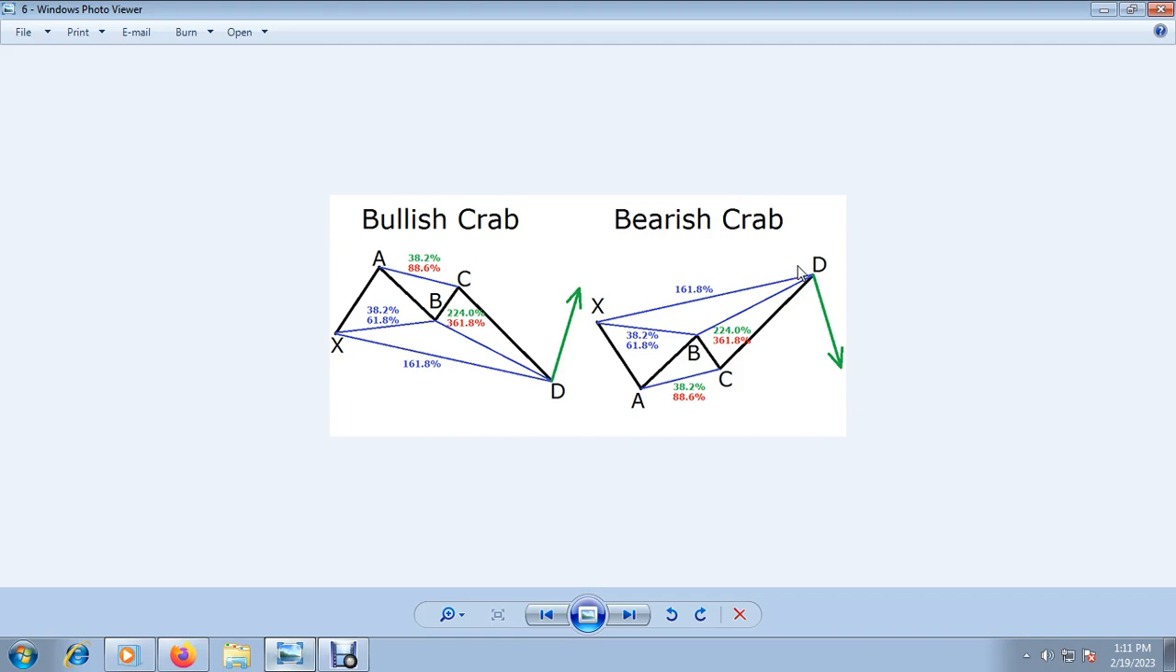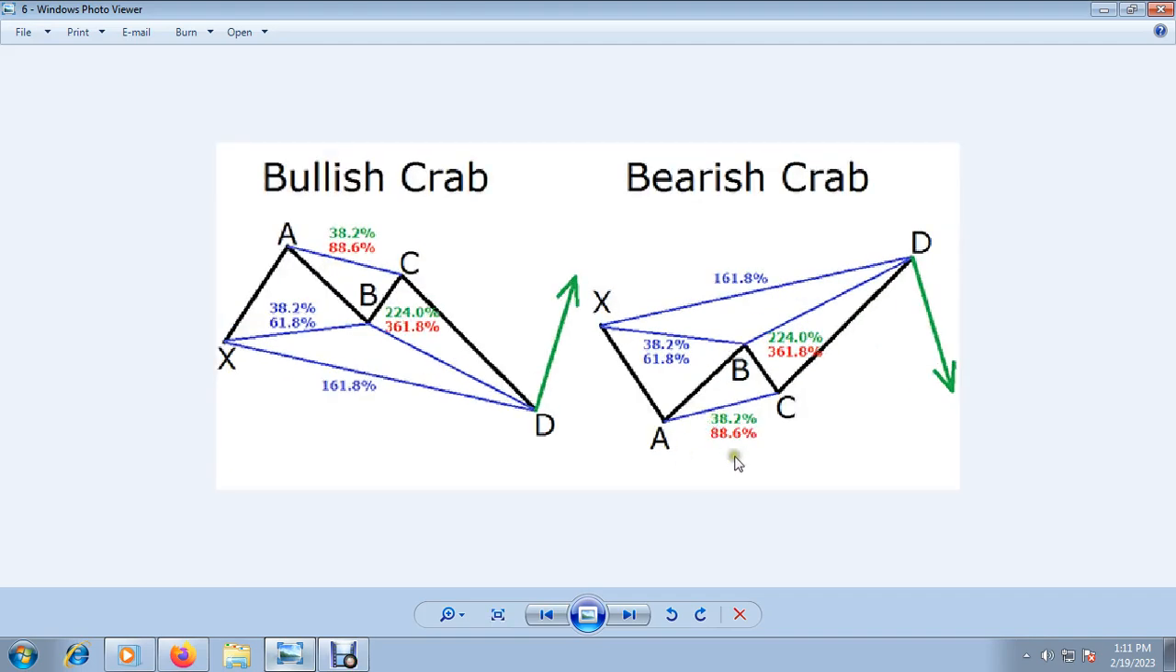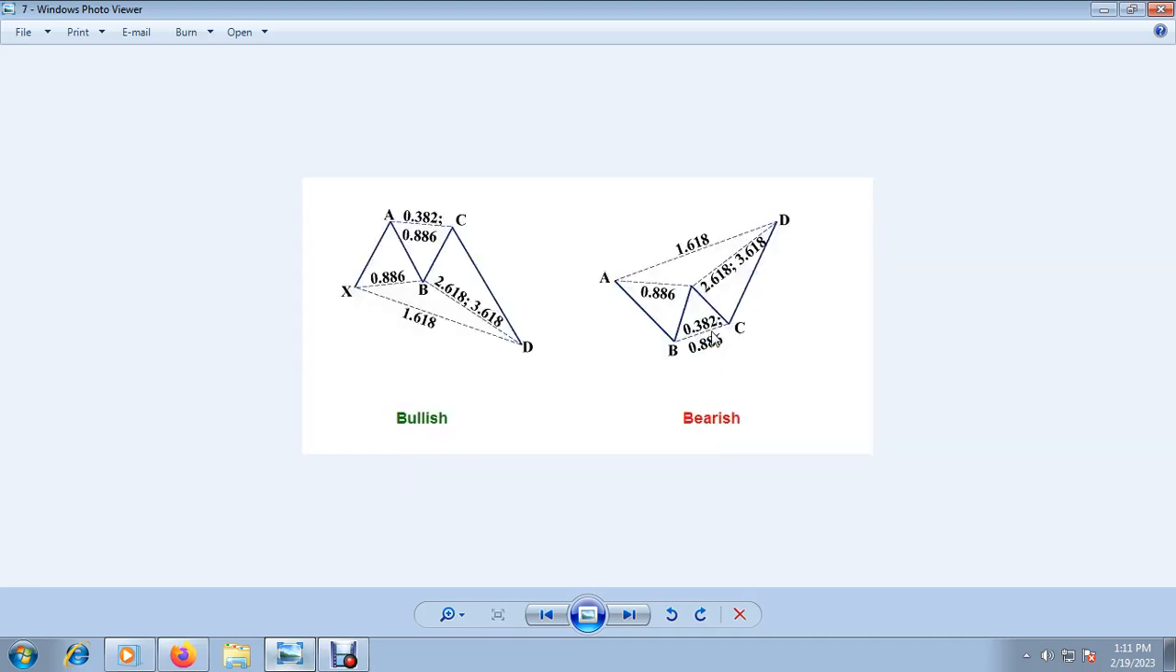Next is the bearish crab. In the crab, what can it be? Whenever you see two values like 38.2 and 88.6, it means it can fall from either one of these two values. So it can fall from 38.2 or 88.6. What we saw at 38.2 was the alternate bat, and in the crab also it is 38.2. So if it is 38.2, it can make either an alternate bat or a bearish crab, meaning both are bearish, the bearish alternate bat or the bearish crab.